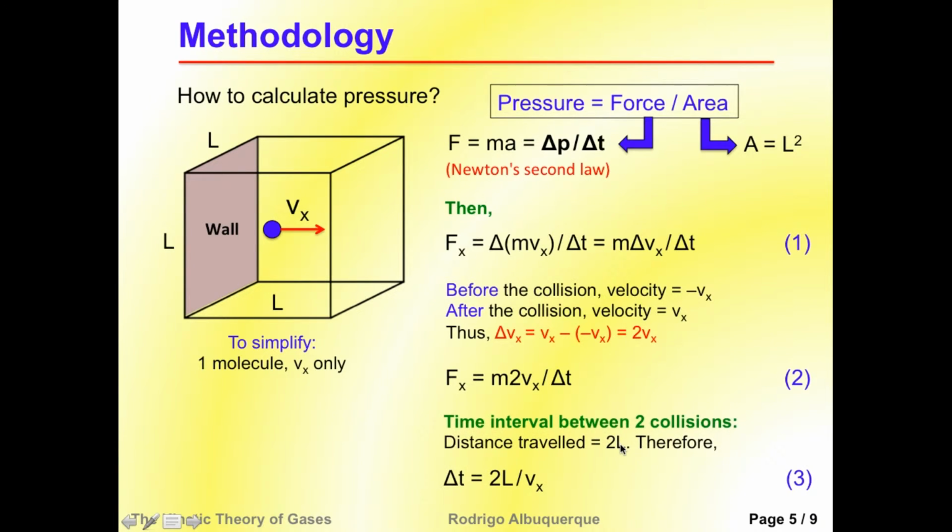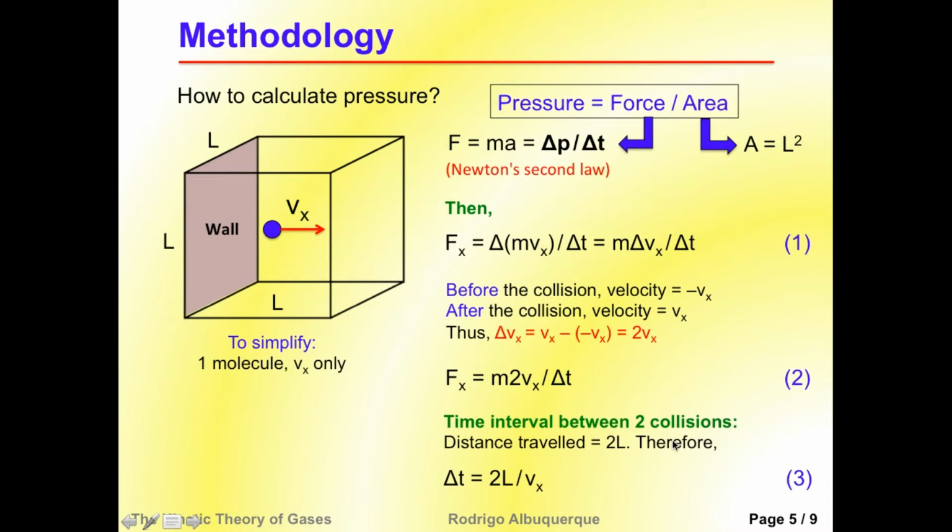Now let's think about the time interval between two collisions. Just remember that the collisions are responsible for the pressure on this wall. So when the molecule first collides against this wall, it would bounce to go to the other side and will collide with this right-hand side wall. It would collide and would go again to the left. So the molecule would walk L and then L again until it reaches this wall again. So the distance traveled by this molecule is 2L.